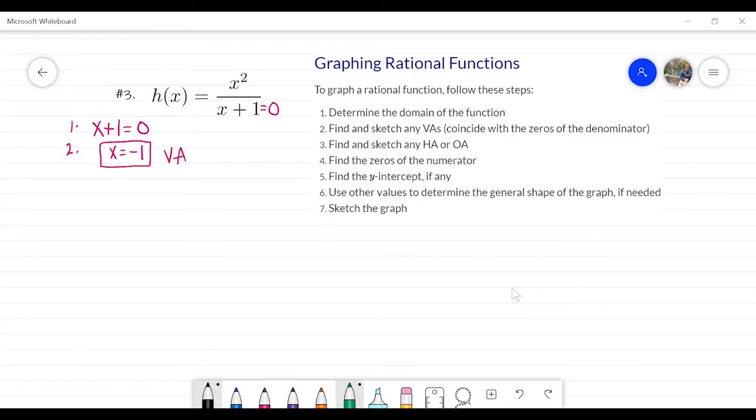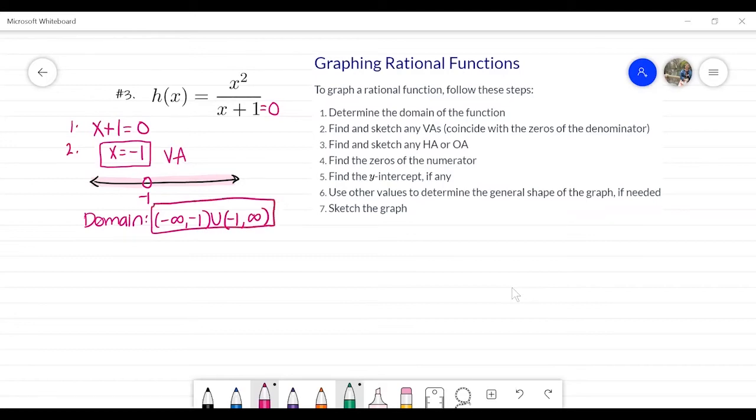It also means that that number is removed from our domain, so everyone except -1 is included in our domain. So our domain is -infinity to -1 union -1 to infinity. So again, the only number we are not allowed to plug in is -1, and that's because if we do, our denominator becomes 0, right? So it becomes undefined, so it's not helpful to us, okay?